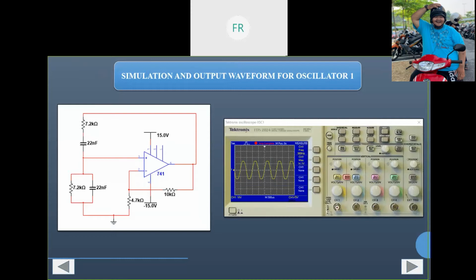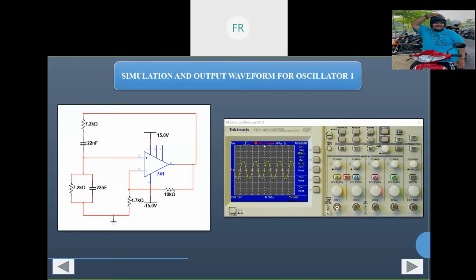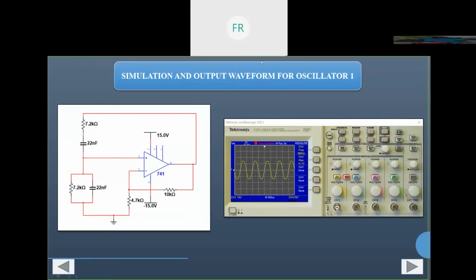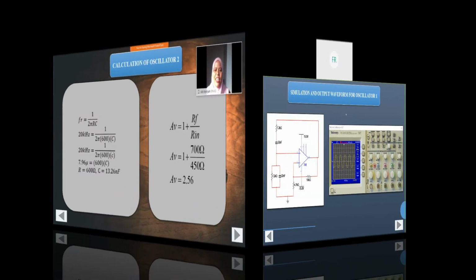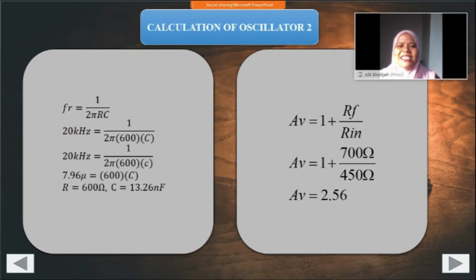I will pass it to the other group member, Siti Khadijah, to explain about oscillator 2. Thank you. Thank you, Fahmim. So my name is Siti Khatijah binti Maintan. I will proceed with the presentation about oscillator 2.